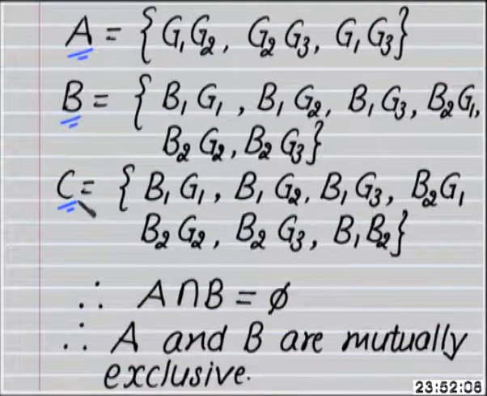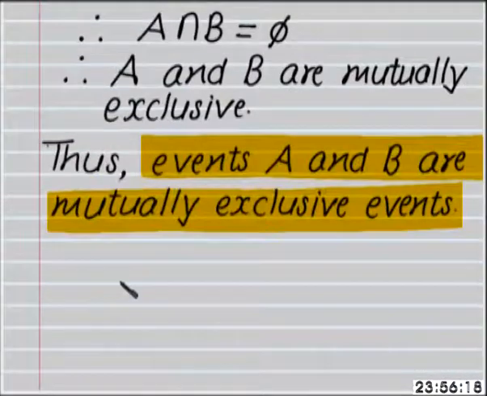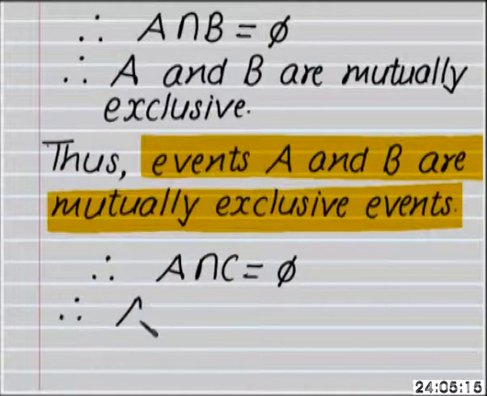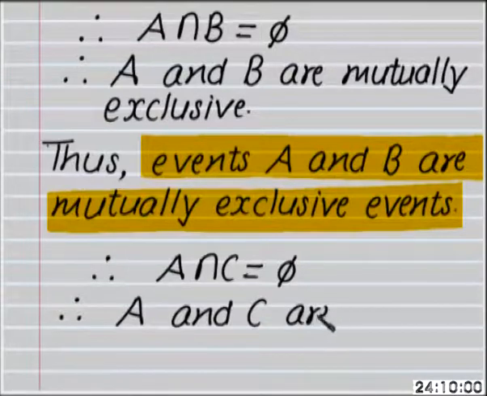Similarly, set A and set C do not have any common members, that is A intersection C is a null set. Therefore, we can say that set A and set C are mutually exclusive.